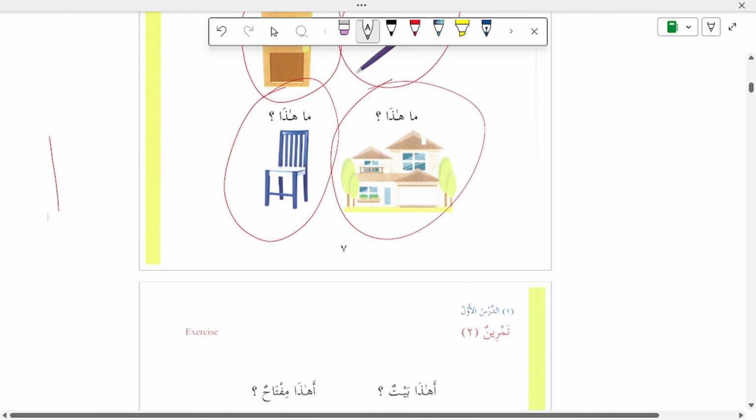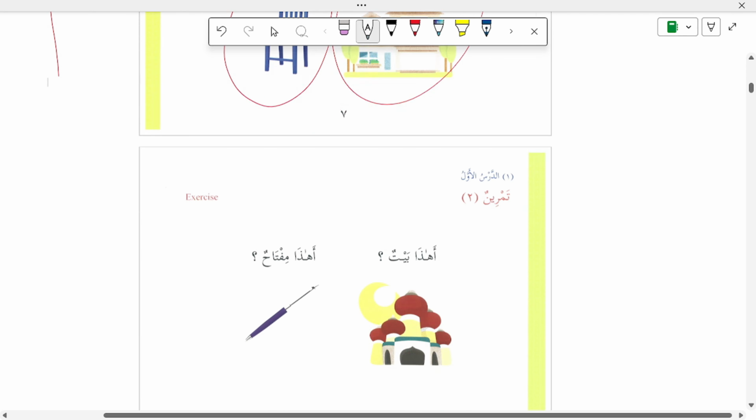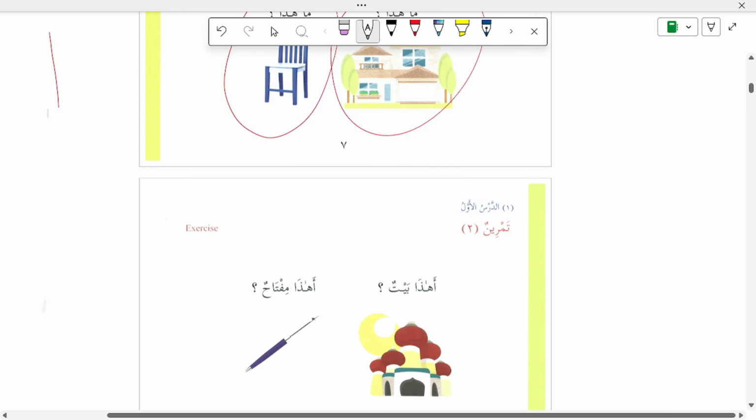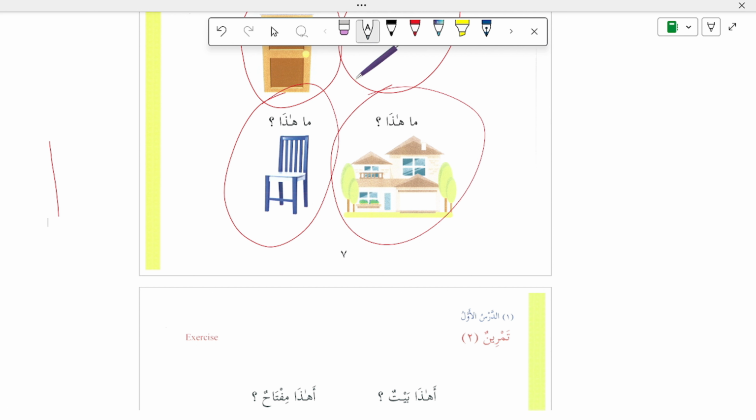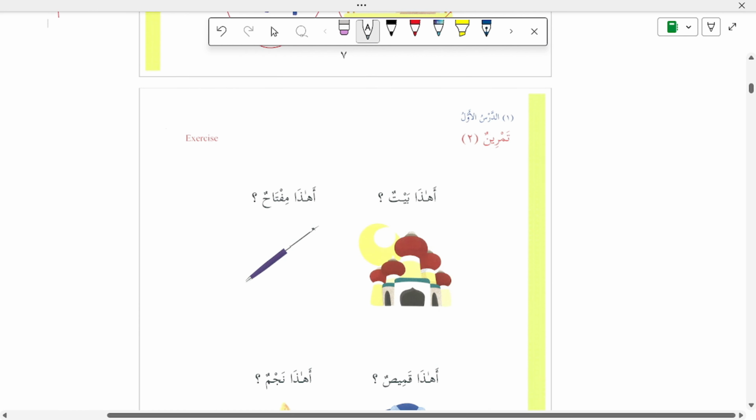هذا كرسي. Kursiyun. Excellent. Kursi, in short, we can read like Haza Kursi, but try to read complete Arabic for starting, inshallah. Okay, إن شاء الله. Next term is Ahaza Baitun. Okay, next conversation is Ahaza Baitun? Is this a house?